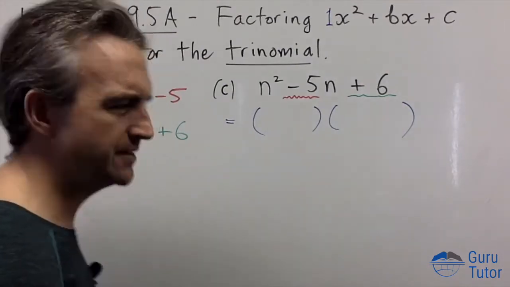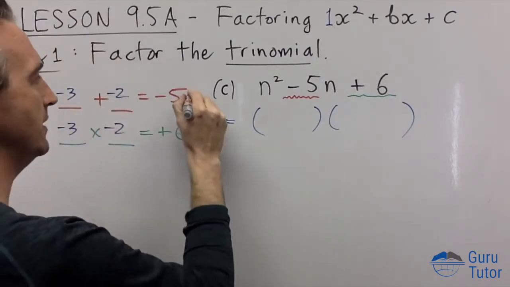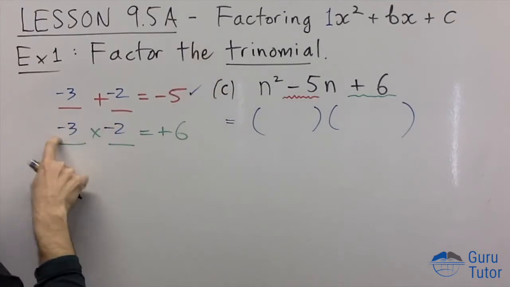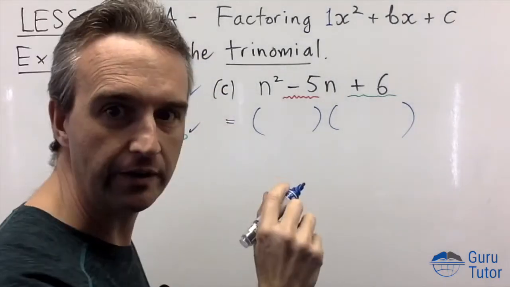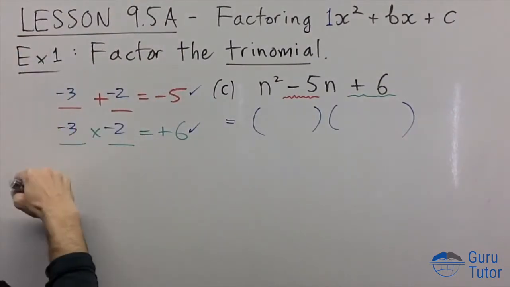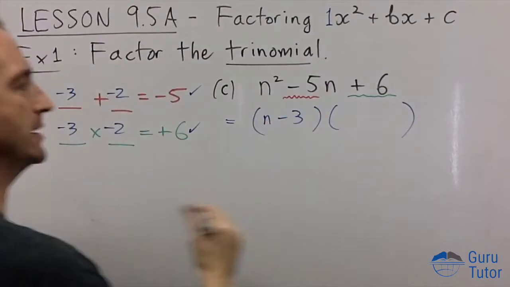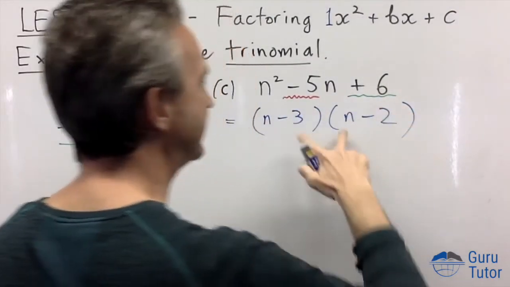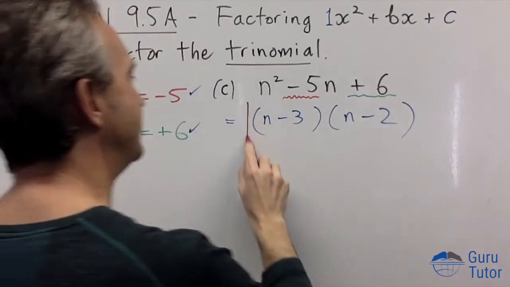How about that? Does that work? Minus 3 plus minus 2 equals minus 5? Yes. Now does this work? Minus 3 times minus 2 is plus 6. We got it. Okay, so this one is n minus 3 times n minus 2. Okay, again, it could be switched. It could be n minus 2 times n minus 3. And that is the process.